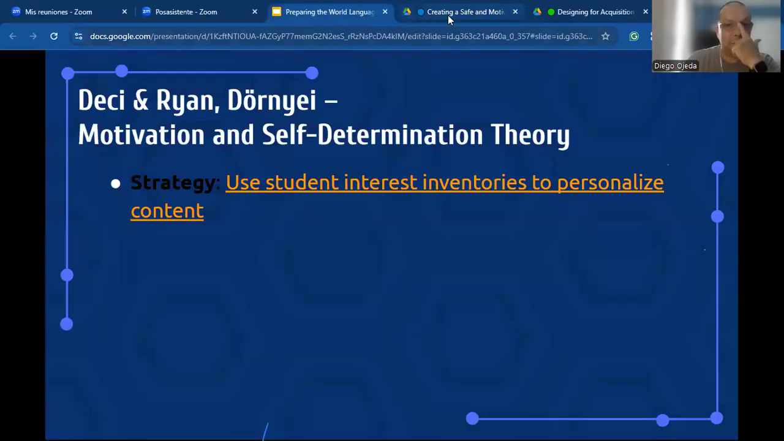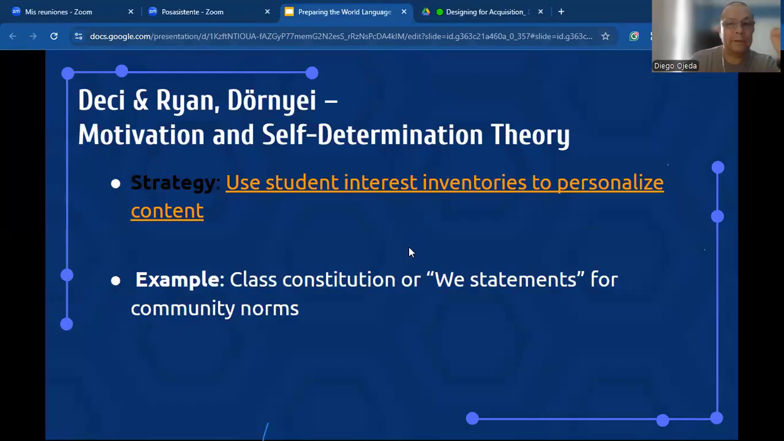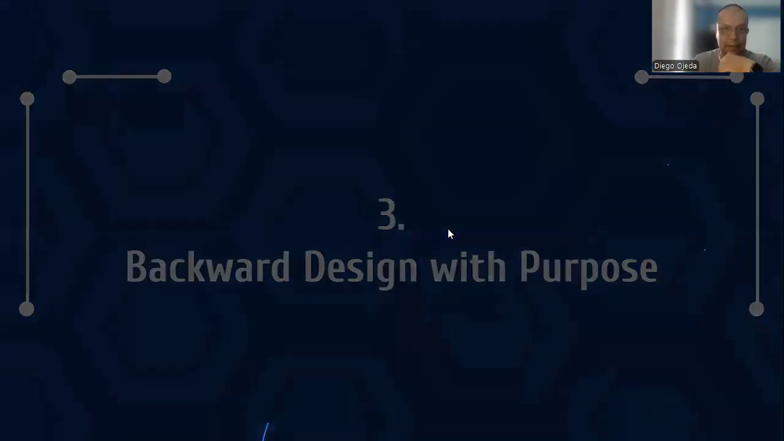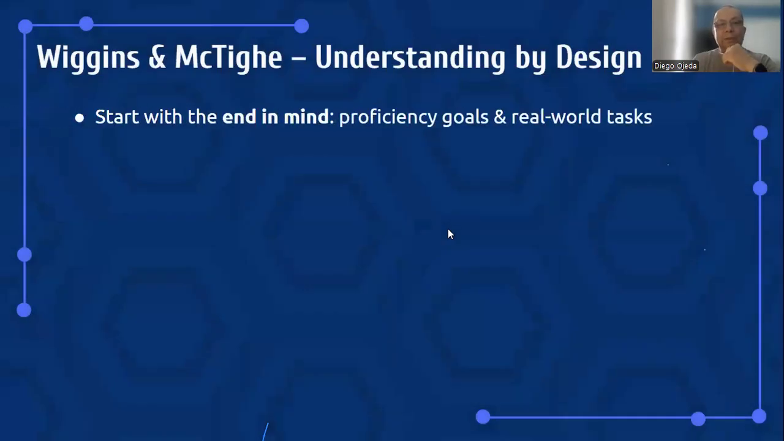So let's go back to the presentation and we go with number 3. Backward design with purpose. Okay. So when we talk about backward design, we're talking about the end in mind. We need to talk and think about proficiency goals and real world tasks, not just things that are artificial and that only will happen in the classroom.